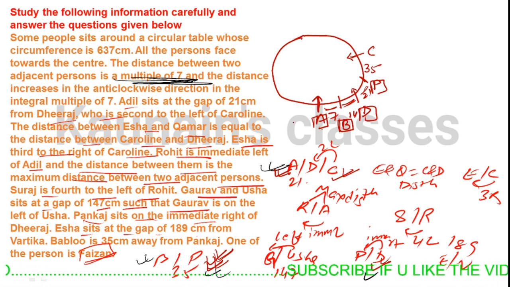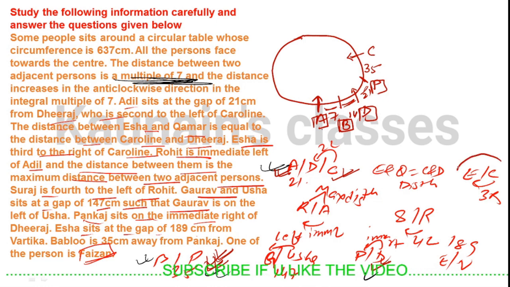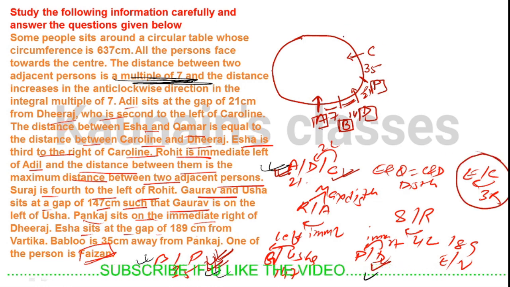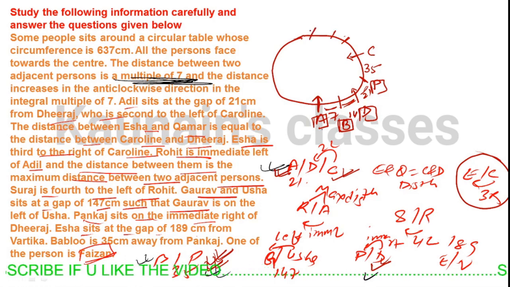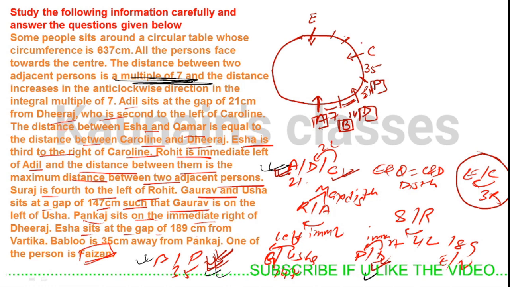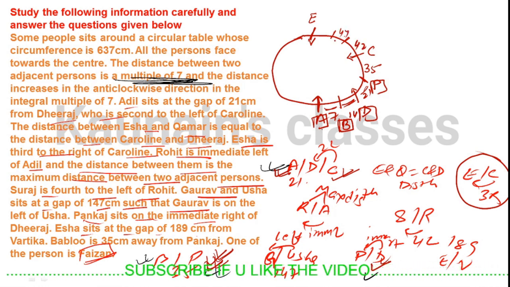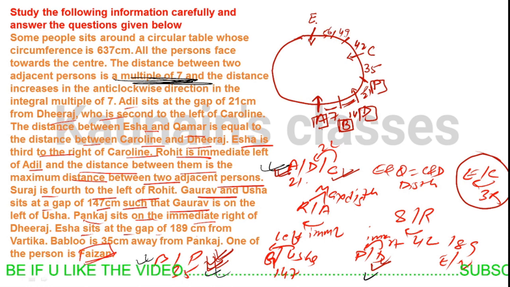Okay, so what next can we put? E is third to the right of C. Everyone is facing inside. Then 1, 2, 3. E would be here. E will also be facing inside, and it's third to the right of C. Then move further. What would the distance be? 35. Then here 42. Then here 49. Then here 56. Correct?